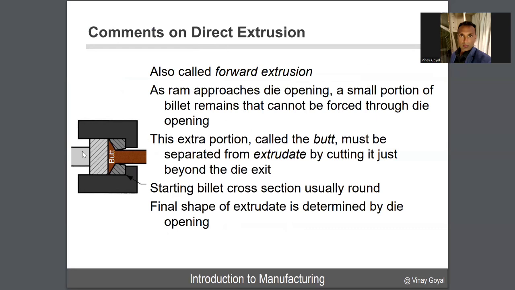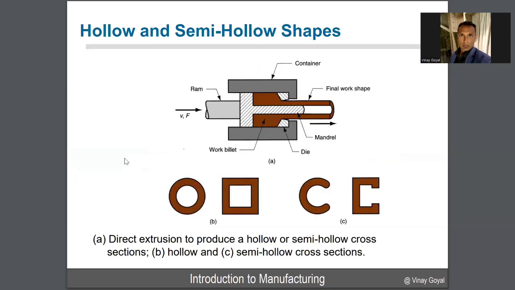As the ram approaches the die opening, you do have a small portion of the billet that remains that cannot be forced through the die opening. We call this the butt. This extra portion called the butt must be separated from the extrudate. And so you have to cut it beyond this exit, otherwise you're going to be stuck with that. So that's one issue with this approach. The final shape of the extrudate is determined by that die opening that we have here. It could be square, a circle, you can decide, but you're going to have to cut it. You can also create hollow shapes with these processes by using an interior mandrel. And so that allows you to get semi-hollow shapes. So here you can get a circular, square, a C shape.